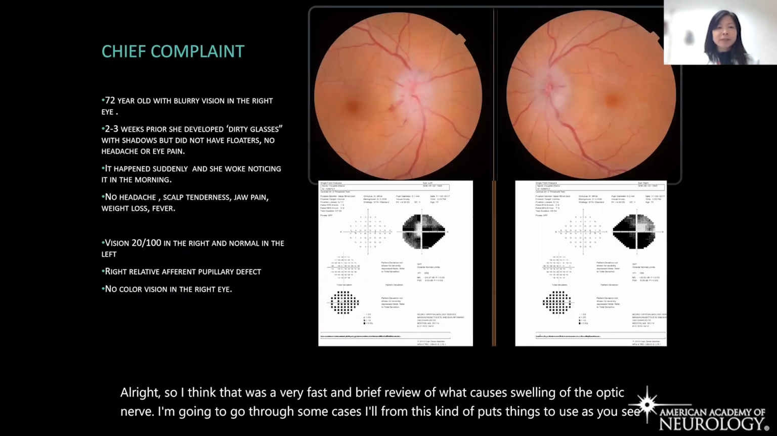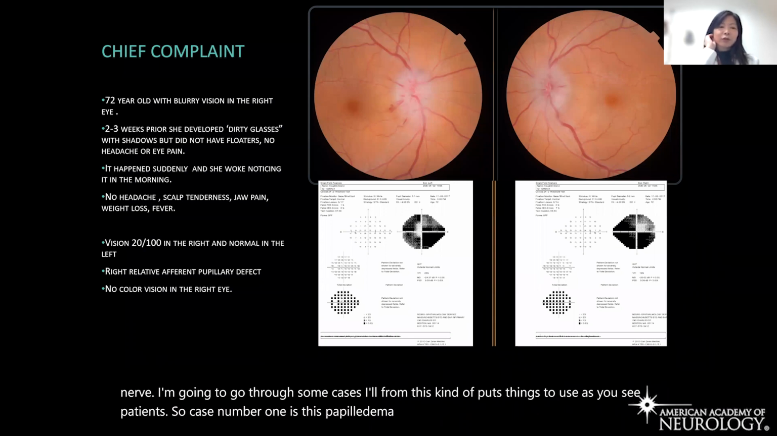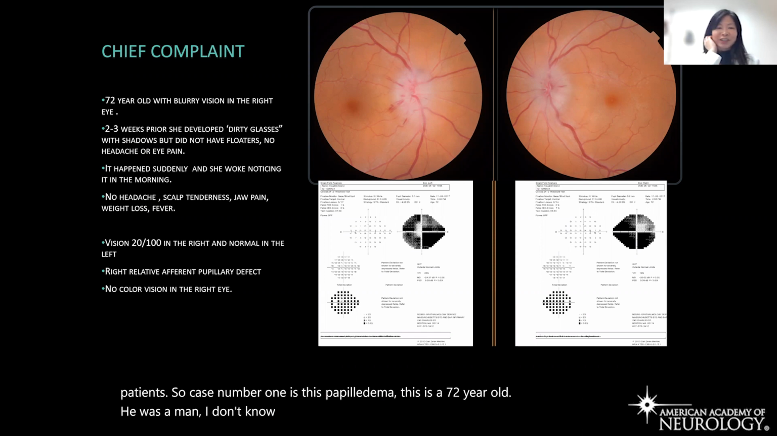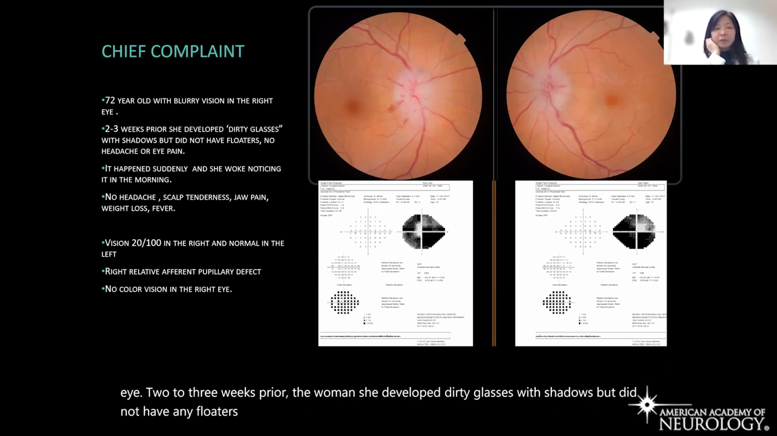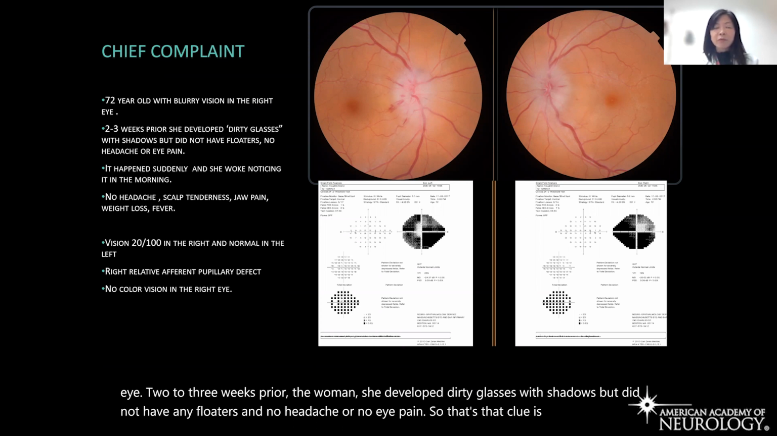So case number 1 is this papilledema. This is a 72-year-old, I believe it was a man. I don't know why I didn't put the gender in there, with blurry vision in the right eye. 2 to 3 weeks prior, okay, it was a woman, she developed dirty glasses with shadows, but did not have any floaters and no headache or no eye pain. So that clue is very helpful. The history is quite helpful.